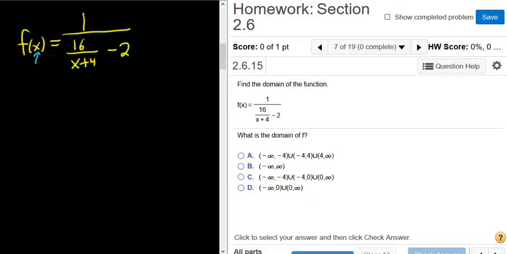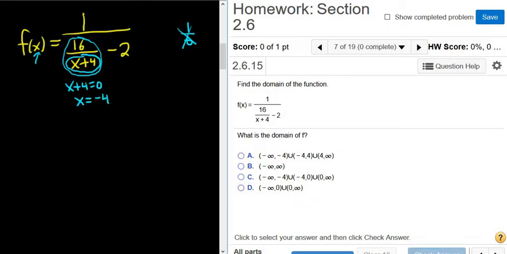So what does that mean? Well, basically, whenever you have fractions, it just means that you can't divide by 0. So you can never have 0 on the bottom, right? That's no good. So here, if you look at just this piece here, it's clear that the bottom can't be 0. So if you set x plus 4 equal to 0 and solve for x, you can see that x can't be equal to negative 4.